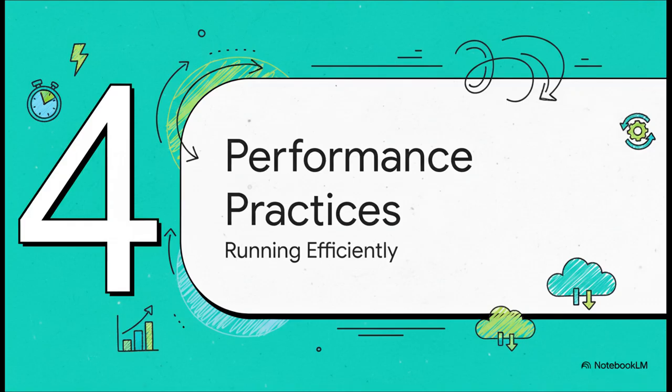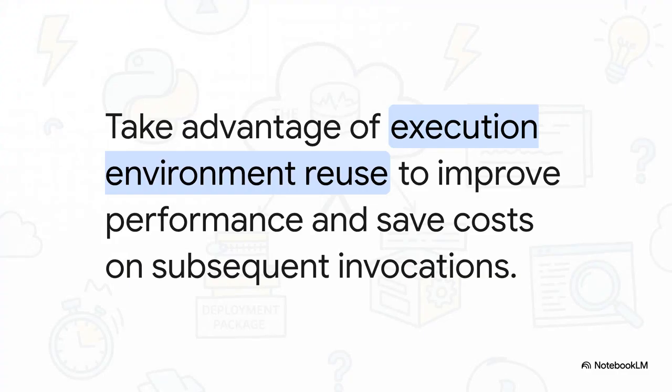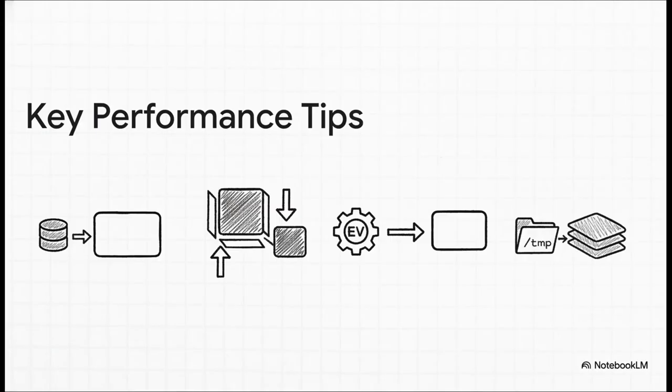So, your code is deployed. Awesome. The next step is making sure it runs efficiently. And performance in Lambda is really all about understanding how the execution environment works. And honestly, the number one concept you need to get your head around is execution environment reuse. See, when your function is called, Lambda spins up an environment. If another request comes in right after, Lambda can just reuse that same warm environment, which saves a ton of time and money.